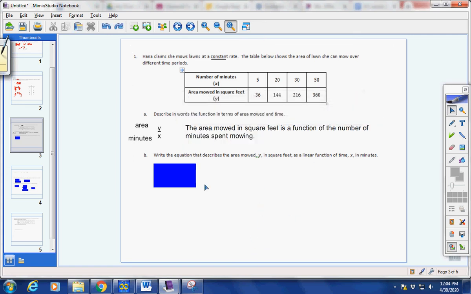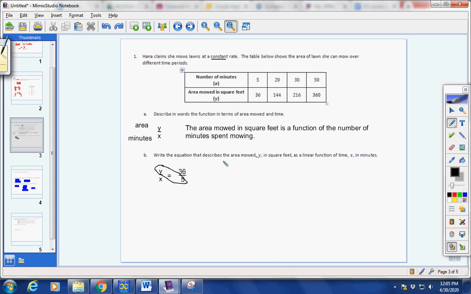Okay. Now, this one says write the equation that describes the area mowed in square feet as a linear function of time x in minutes. Again, that gets really wordy and it can seem confusing, but all we're doing is we're finding an equation. So we take our y over x and we line things up. Y is our square feet, our area, so I'm going to match it up with 36. X is our minutes, so I'm going to match that up with 5. Remember, they have to be the same units going across. So when we do this, and again, you could have used any of these ratios, that's when we get into cross products. Okay, so again, bear with me as I try to draw this.